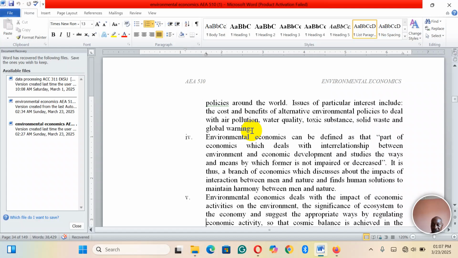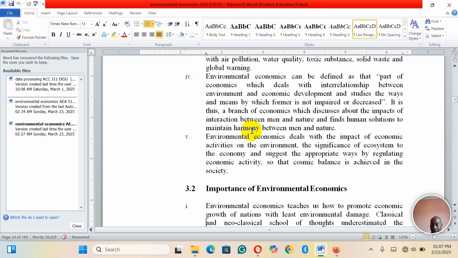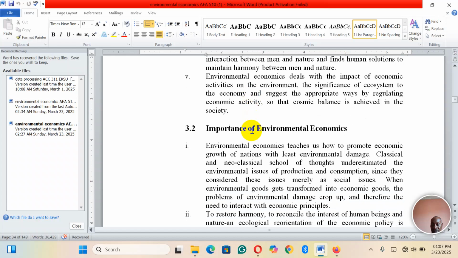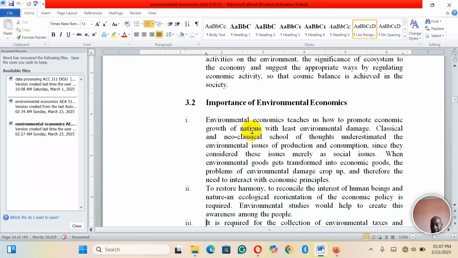Then five, environmental economics deals with the impact of economic activities on the environment, the significance of the ecosystem to the economy, and suggests the appropriate ways of regulating economic activity so that economic balance is achieved in the society. And we're looking at the importance of environmental economics.